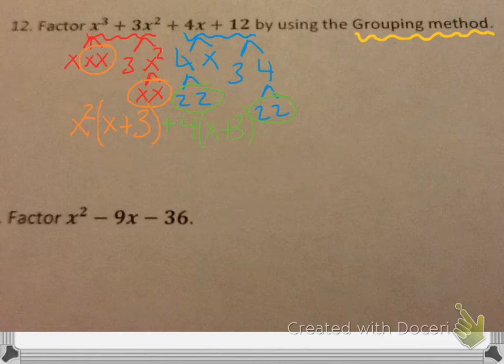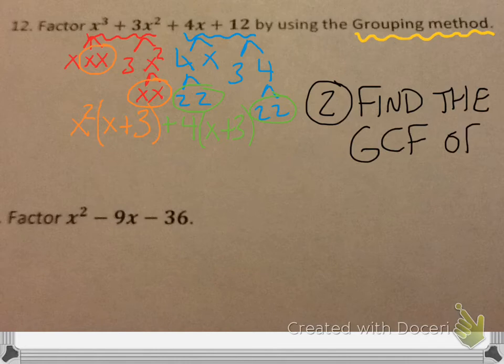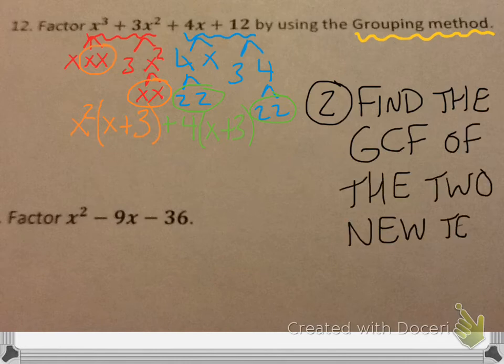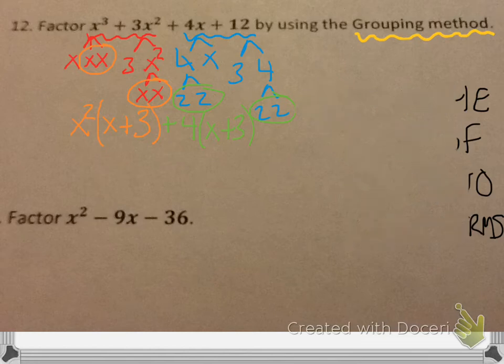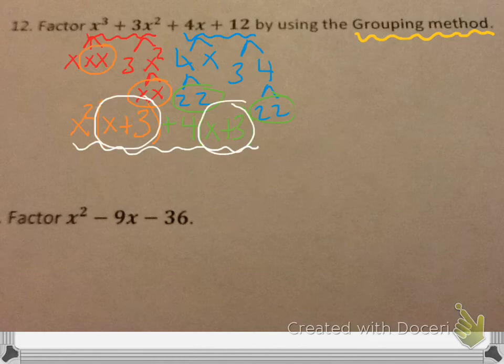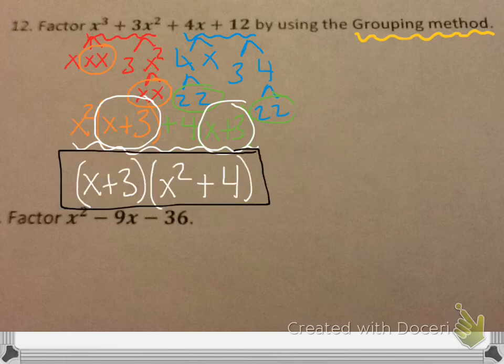This leads me to my second step when we factor by grouping, and that's to find the greatest common factor of the 2 new terms. So we have x squared times x plus 3 plus 4 times x plus 3. As we look for what's in common, it's always going to be what's in parentheses. So x plus 3 is shared in both terms. We can pull that out, write it on the outside, and then write what's left. And we're left with x plus 3 times x squared plus 4. This is our final answer.